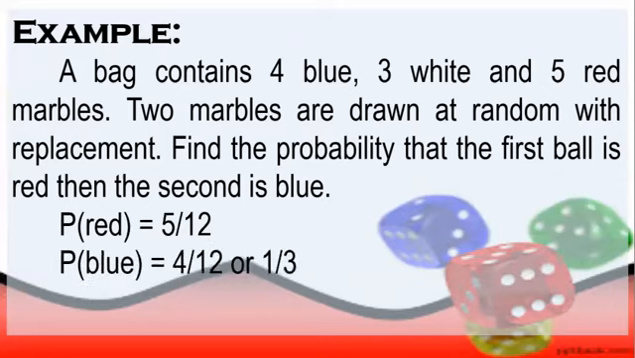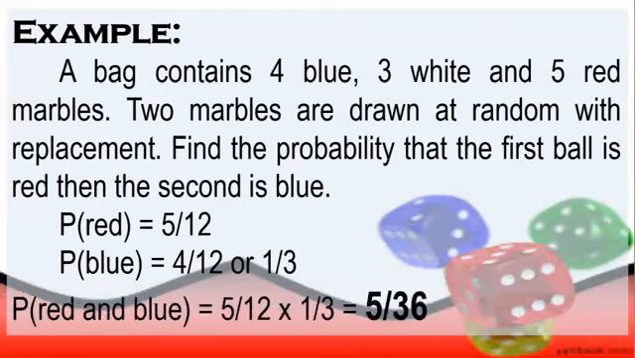Next naman po is yung probability ng blue. So ang denominator po natin is 12 pa din kasi po pagkabunot po ng isang marble, ibabalik po ulit natin siya dun sa bag. Kaya po kompleto pa rin at 12 marbles yung nilalaman ng bag. And then based on our given, there are 4 blue marbles in the bag. So we can say that the probability of blue is 4 over 12, or in simplest term, it will be 1 over 3.